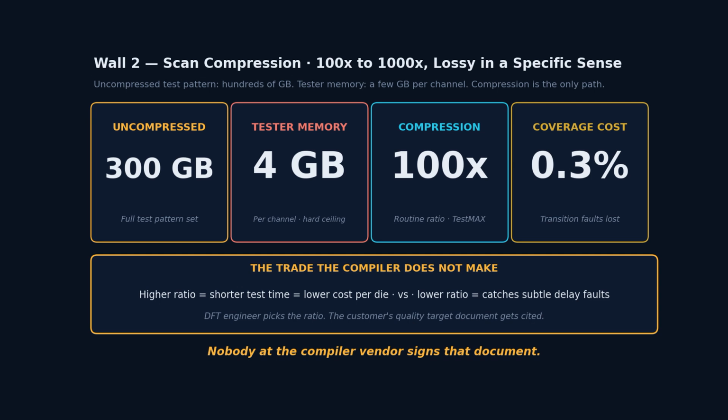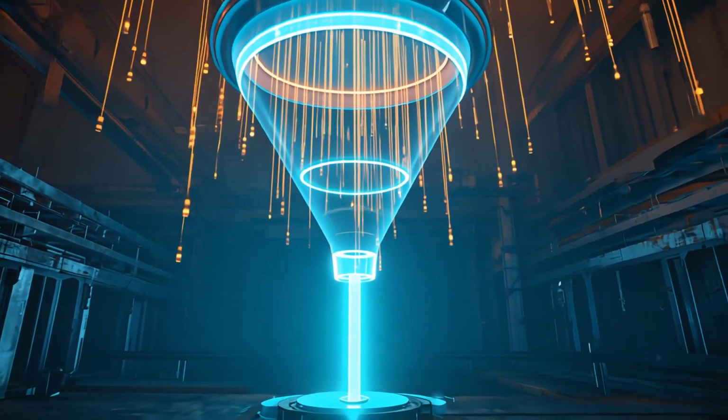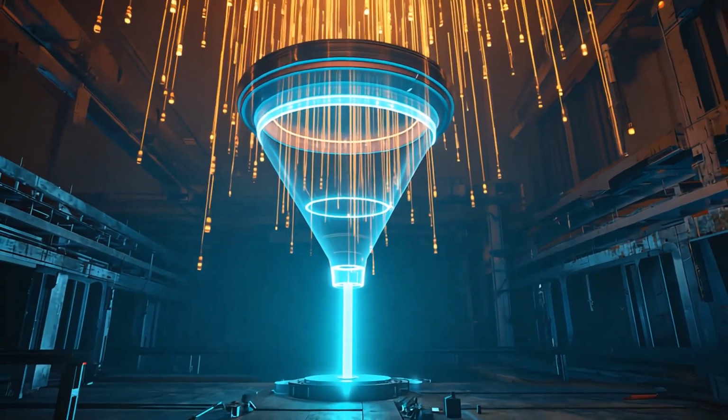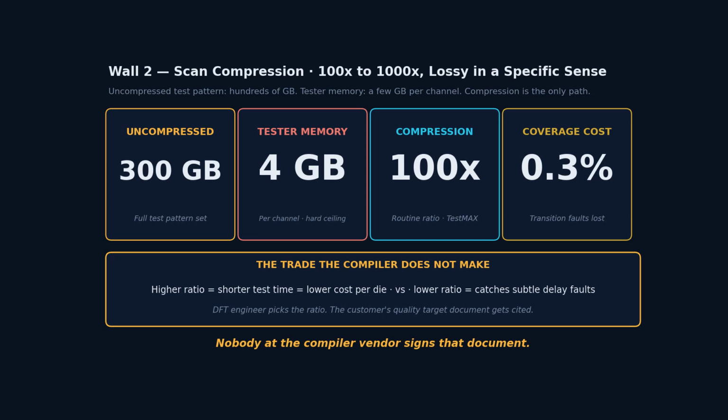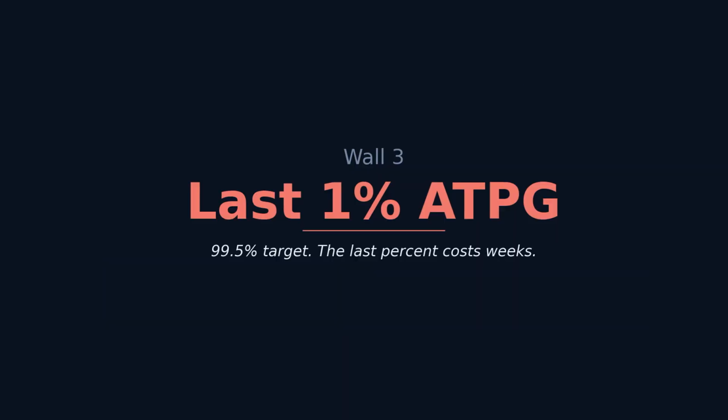A higher compression ratio means a shorter test time, which means lower test cost per die. A lower compression ratio means higher coverage of subtle delay faults, which means fewer parts shipped with marginal timing that the customer will see as intermittent failures 18 months into the product lifecycle. The DFT engineer picks the ratio. The customer's quality target document gets cited. The chosen ratio gets justified in writing. Nobody at the compiler vendor signs that document.